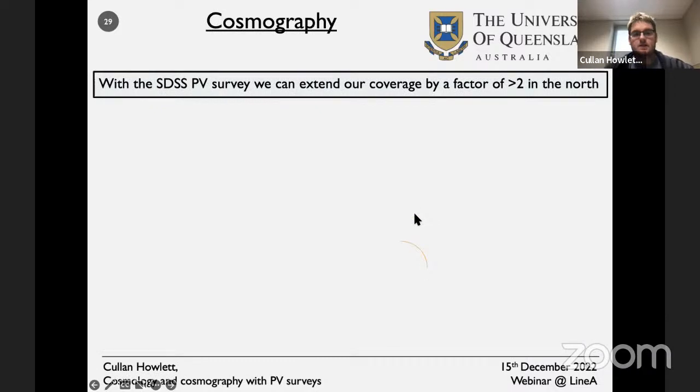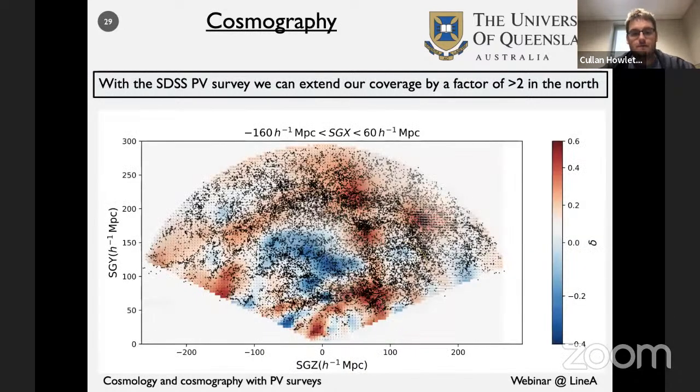So with the SDSS peculiar velocity survey, we've started looking at this as well, and we can actually extend our coverage by a factor of more than 2 in the north. So here's a plot of that same sort of map. Here I'm showing in red overdensities and in blue underdensities. And again, the black points were not used necessarily for this reconstruction. Some of them may have velocities, and so they would have been used, but really the black points here are from a separate independent redshift catalog that I've plotted over the top. And the green line here shows the extent of that previous map that I just showed you.